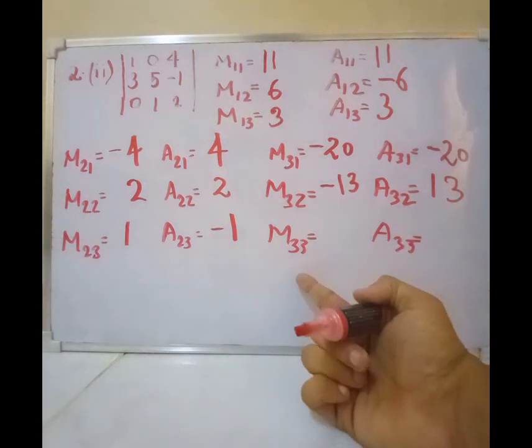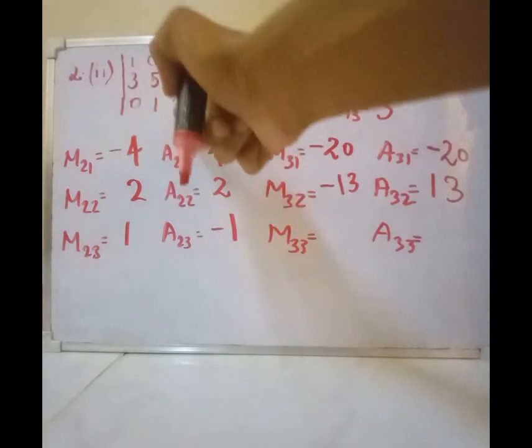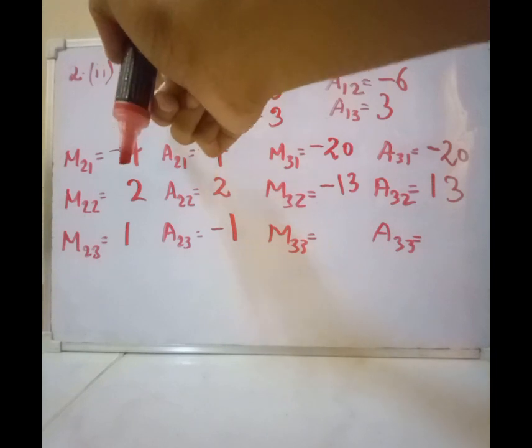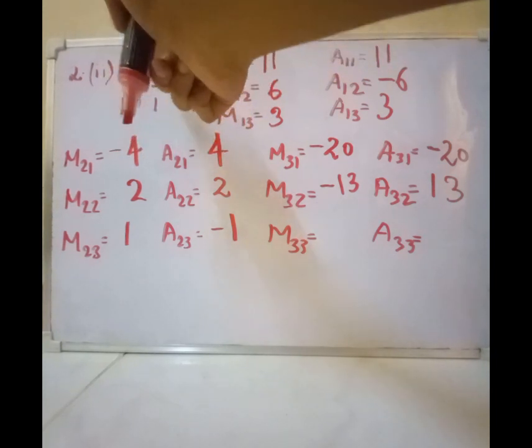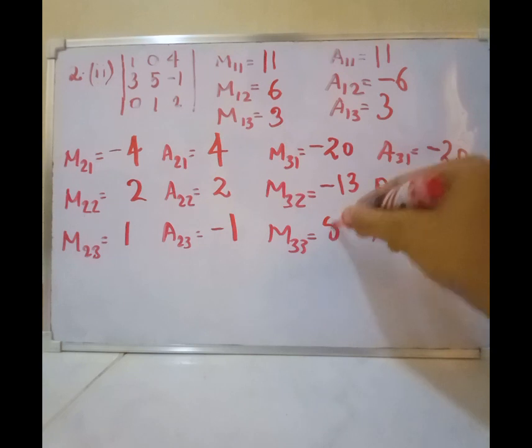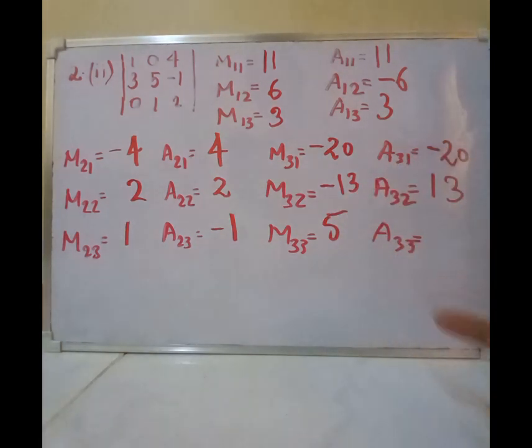Now M33, we have to find out third row and third column. So the element left out would be 1 into 5 minus 3 into 0. So it will be 5. And 3 plus 3, it's even. So write the same corresponding minor. So these are the required minors and cofactors for this question.